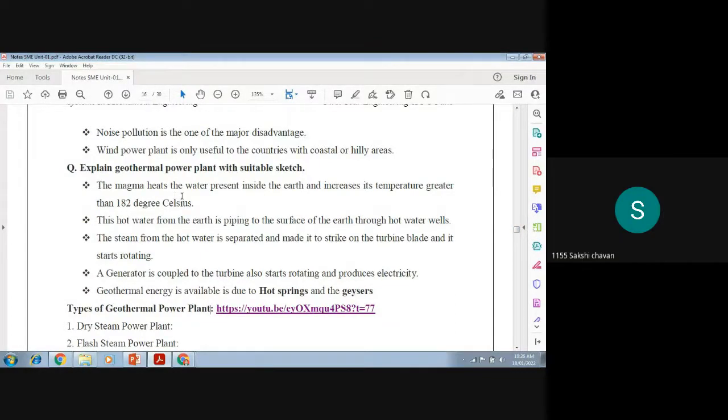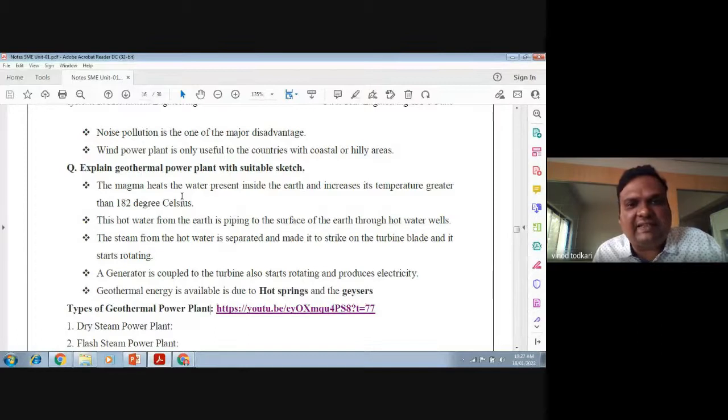So there is magma present inside the earth that will heat the water, and the temperature of the water will become more than 182 degrees Celsius. This hot water, or a mixture of moisture and steam, we can pump from the subsurface to the surface using piping. Now, when the steam comes to the surface, this steam is given to a steam turbine. If this steam contains moisture content, that moisture will be separated and dry steam will be given to a steam turbine.